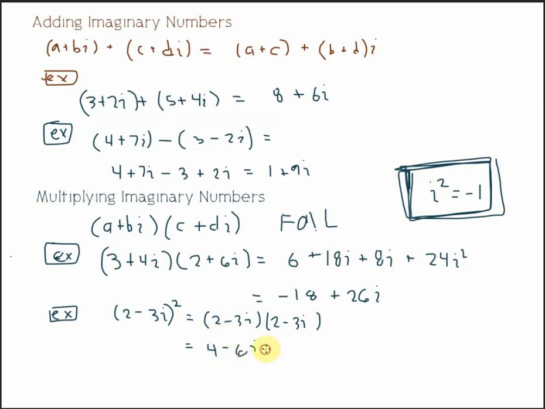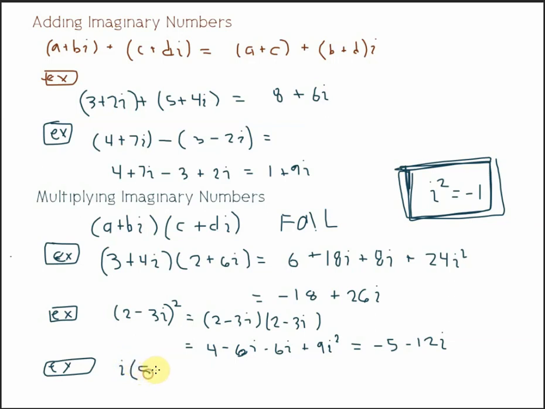minus 6i. That's a 6i on that first one, if you can't tell. And then you'll have the last times last, which will give you a positive 9i squared, which i squared is -1. So then you'll combine your like terms and you'll get 4 minus 9 is a -5 and minus a 12i.